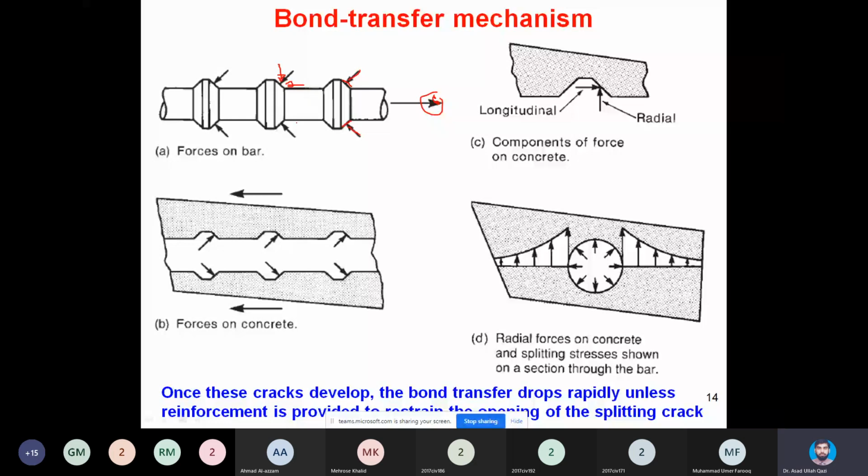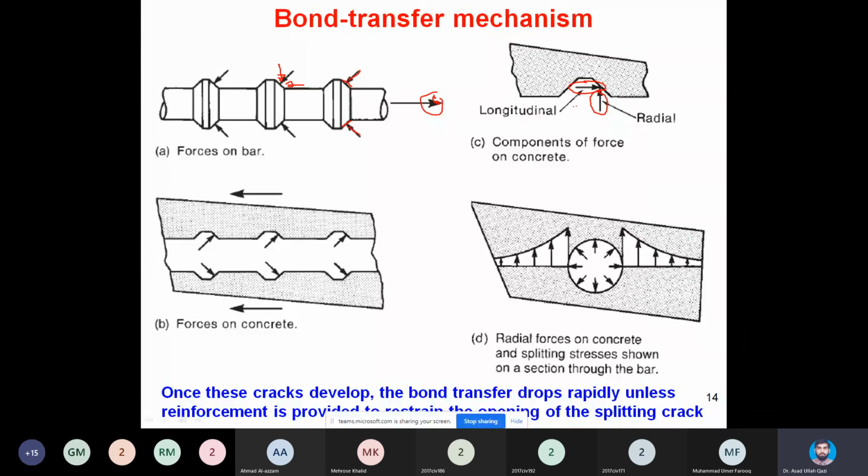And this is actually the reaction which is offered, and in this way on picture C, components of the force on concrete are shown, and they are resolved. What the bar is subjecting to concrete is the component which is normal to the bar, and we call it a radial component, and a component which is along the bar we call it longitudinal component. Actually this was the action, and the reactive components are shown in picture C.